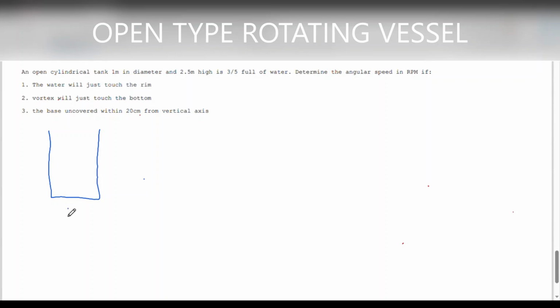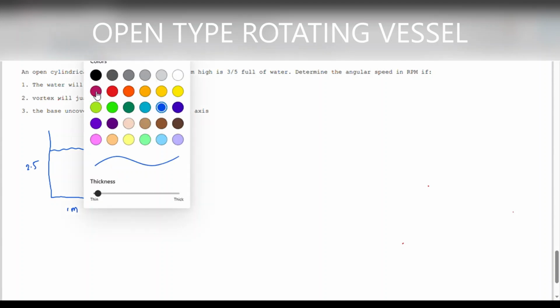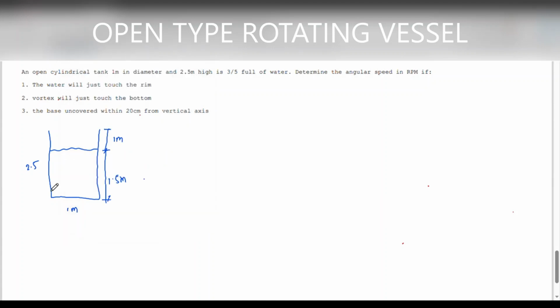So we have a 1 meter diameter tank, 2.5 meter high, and 3/5 full of water. So this will be the same for our last example. 1.5 meter and 1 meter. So it is actually rotated about its vertical axis.